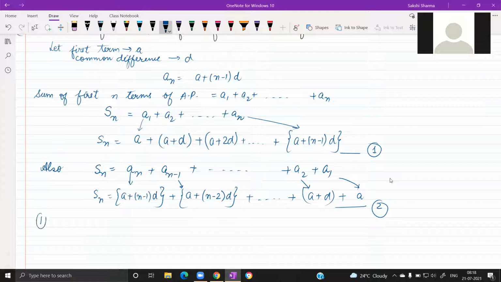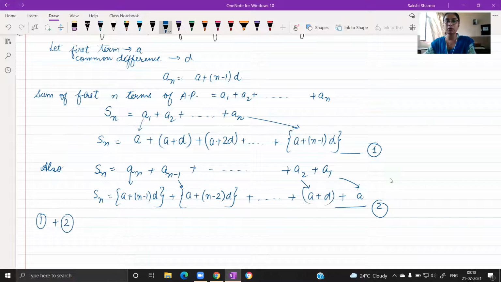So adding equation number 1 and equation number 2, keep in mind this is the equation that we are adding. On the left hand side you get twice the representation for sum, 2Sn. On the right hand side, I will be adding the terms at their respective places, corresponding places. Add the first place term with the first place term, add the terms at the second place with each other, so on up to the last term. So this term here will be added with this one.